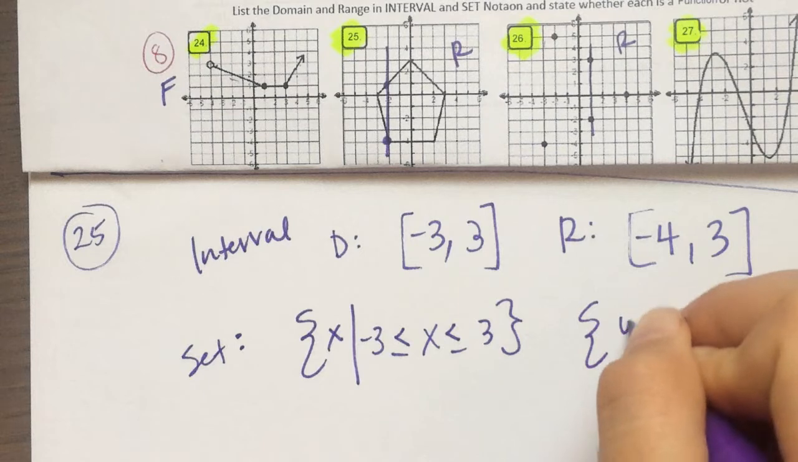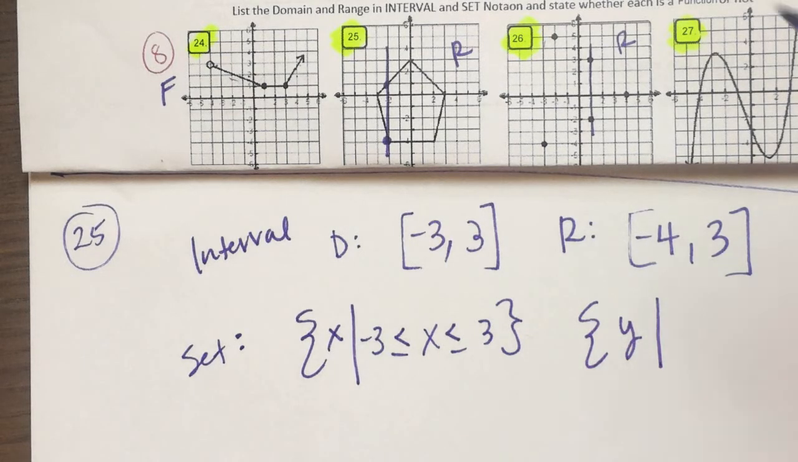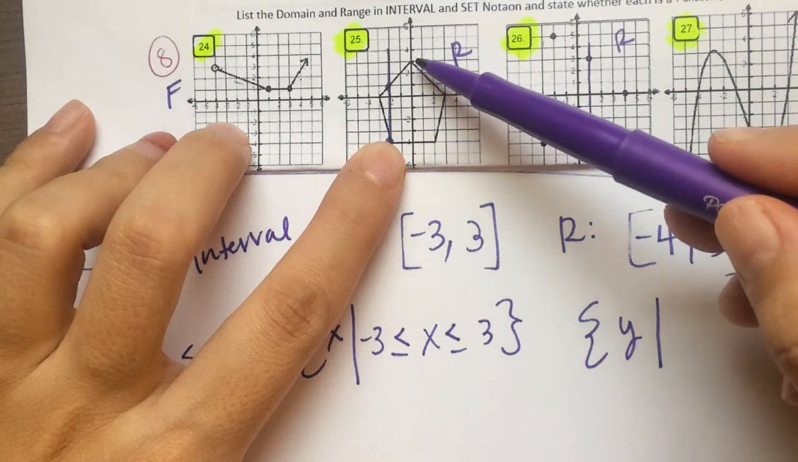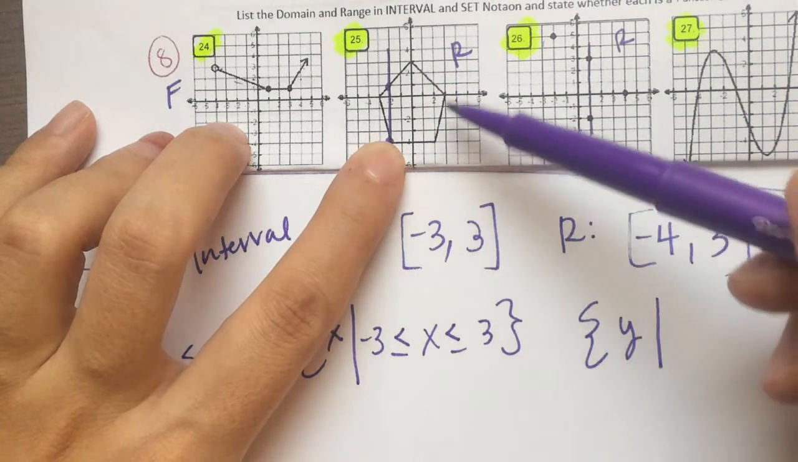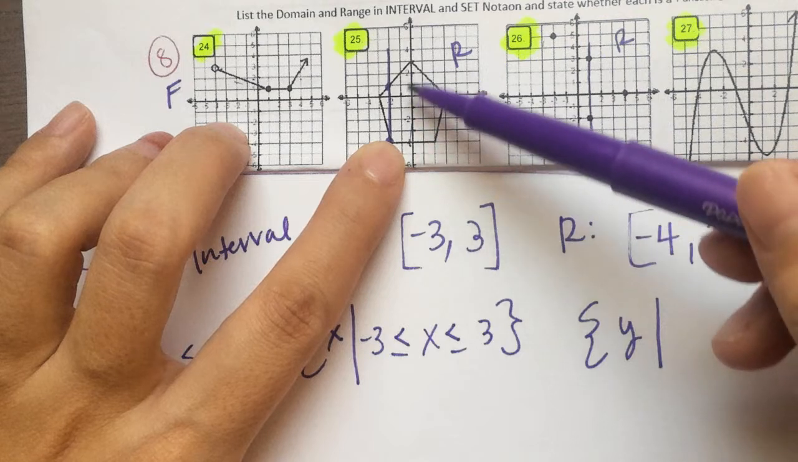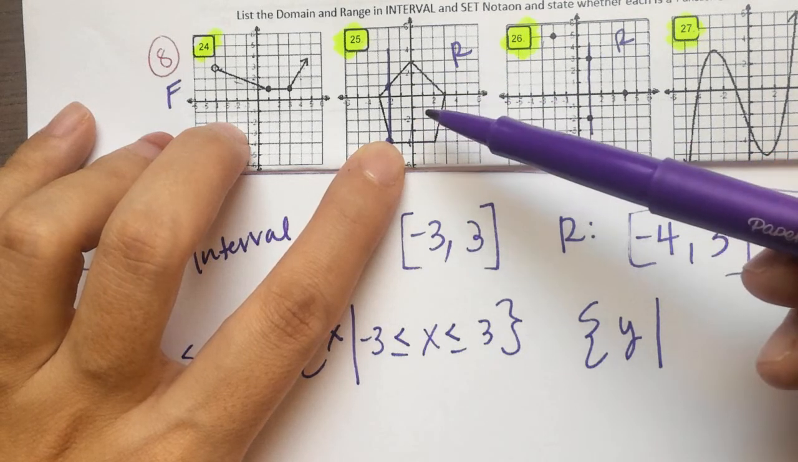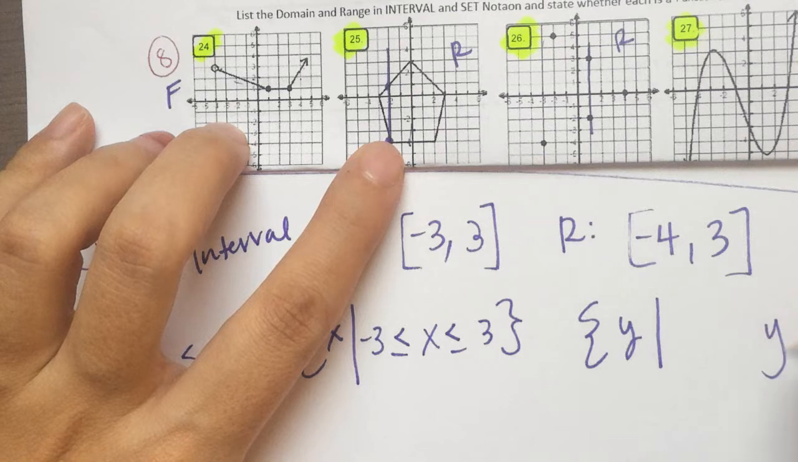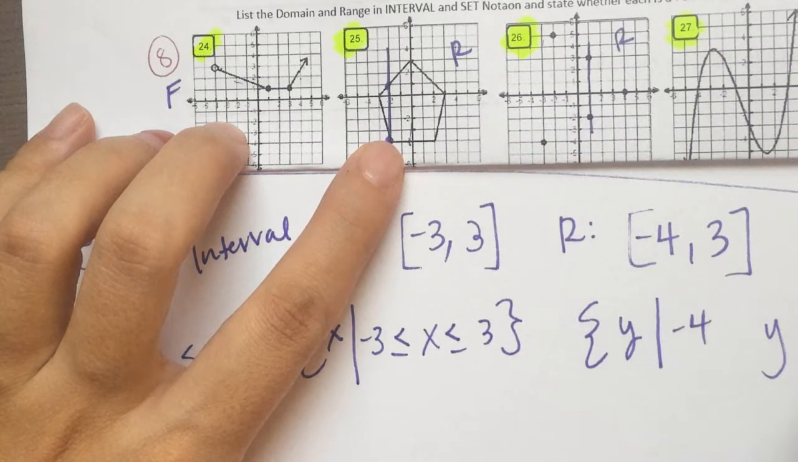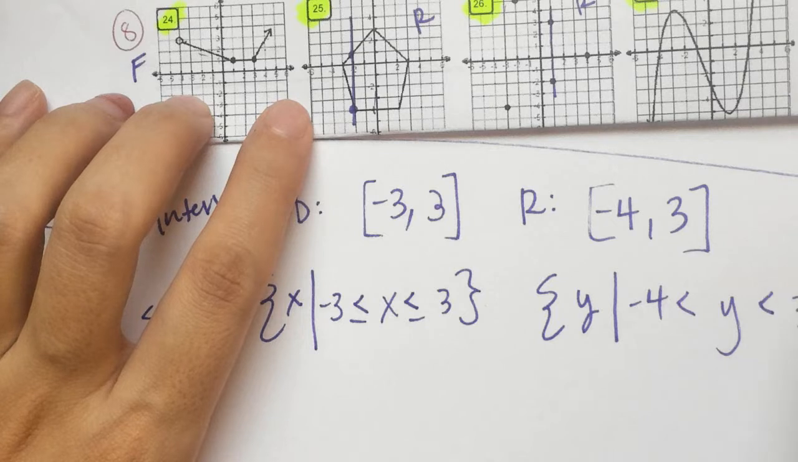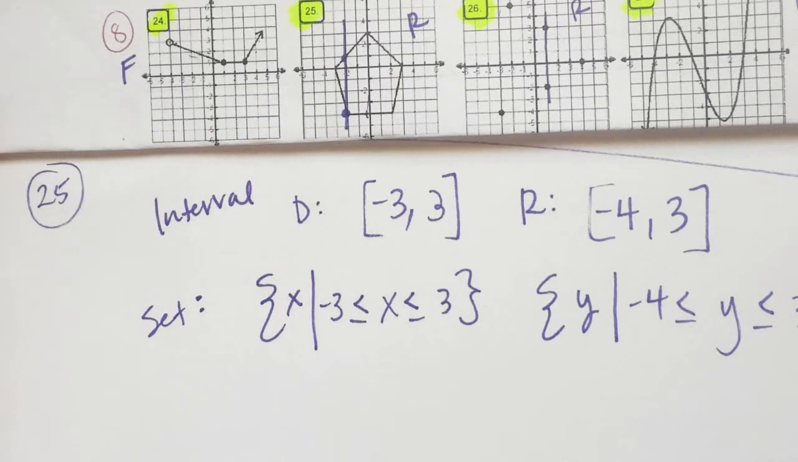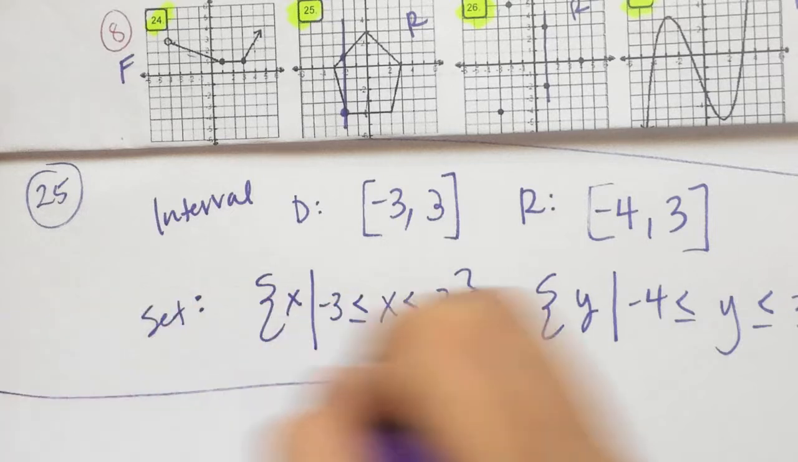For the range, I'm going to write my little squiggly brace and put a Y. The lowest it goes is -4, and the highest it goes is +3. That's also a dumbbell because everything in between is part of the graph. There's no breaks, so this is also going to be a dumbbell. I'm going to put a Y in the middle. You have -4 to 3, and your arrows always point to the left, and they're both equal to. And this graph is continuous. There are no breaks. All right, let's go to number 26.